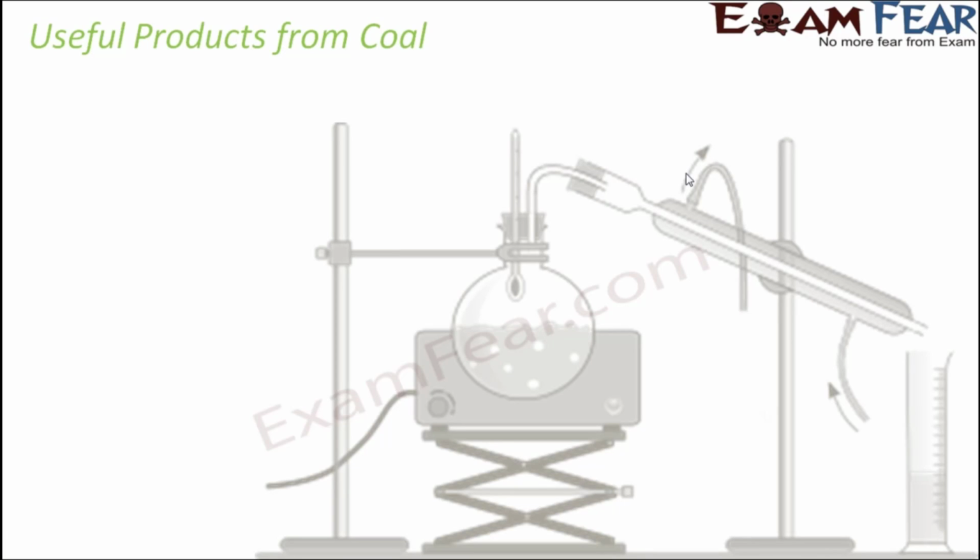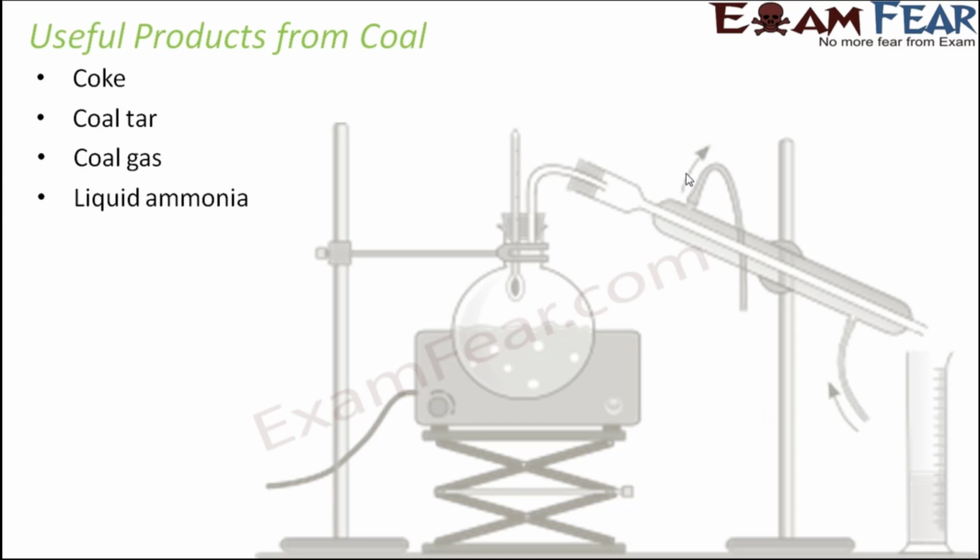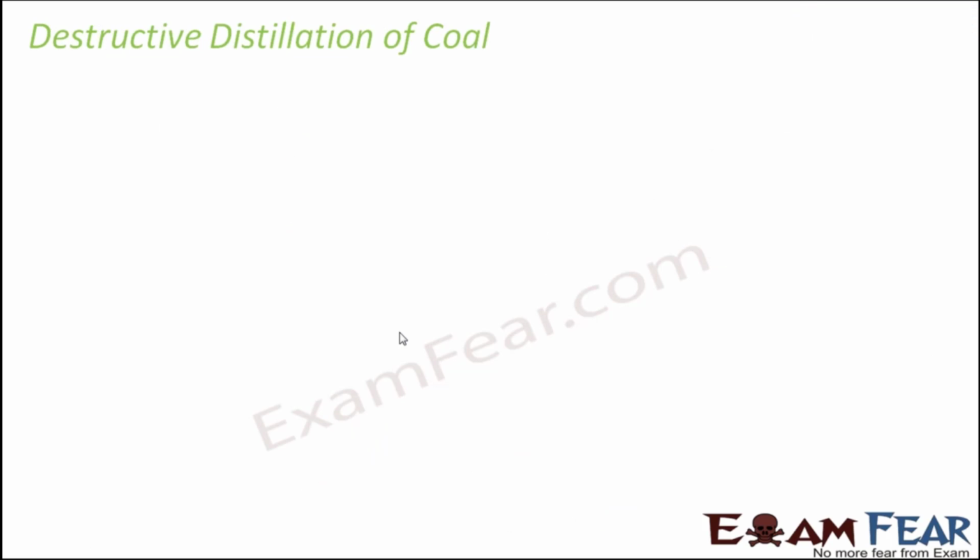Now, not only a source of energy, a lot of other useful products are also obtained from coal. So let us see what are the useful products that can be obtained from coal. One is coke, coal tar, coal gas, liquid ammonia. These are some of the very useful products. Now we will talk about the uses of each of these, why I am saying that they are useful products. We will also talk about how exactly they are produced from coal. So now the question is, how do we get these useful products out of coal? How do we obtain them from coal?